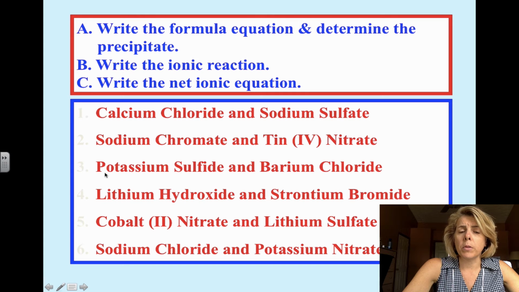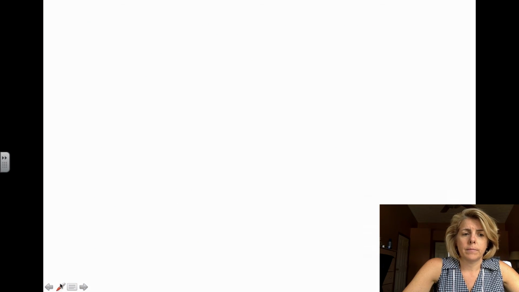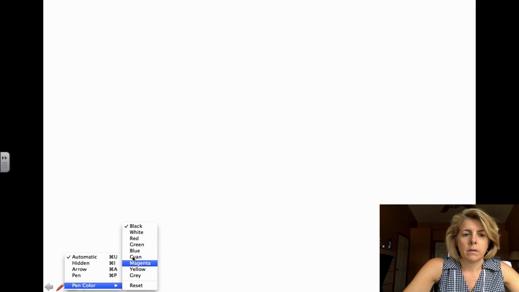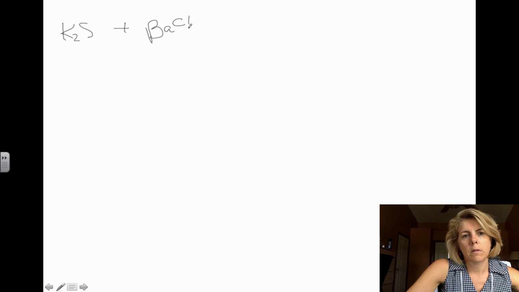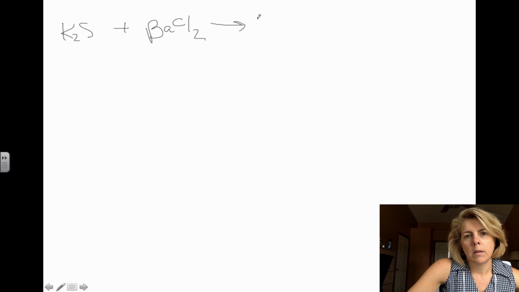Okay, I want to do one more with you. This is potassium sulfide and barium chloride. Okay, so potassium sulfide is K2S plus barium chloride yields barium sulfide plus potassium chloride.